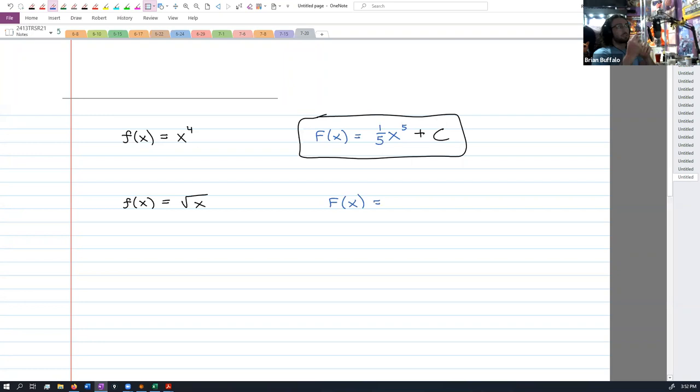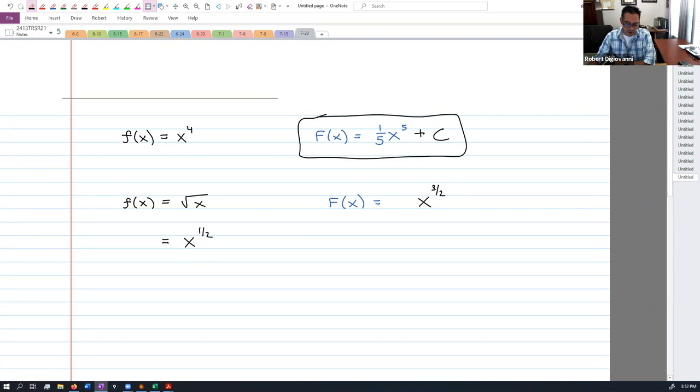It might help, Brian, if you just rewrite that square root of x as x to a power. Yeah, x to the 1/2. Okay. So it would be x to the 1.5? Or x to the 3/2 you can put? X to 3/2. Okay, so Brian, talk me through why you're doing 3/2. Because you would have to subtract 1 from the top. So have to subtract 1 from this and get 1/2, right? Yes.